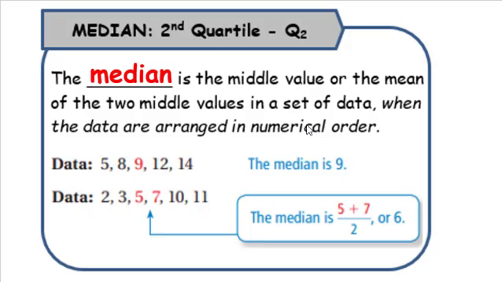The median is the middle value or the mean of the two middle values in a set of data when the data are arranged in numerical order. It doesn't matter if you write it from least to greatest or greatest to least. Most people write it from least to greatest.